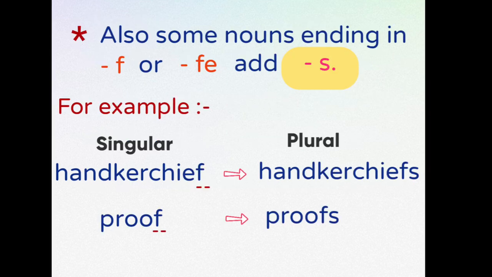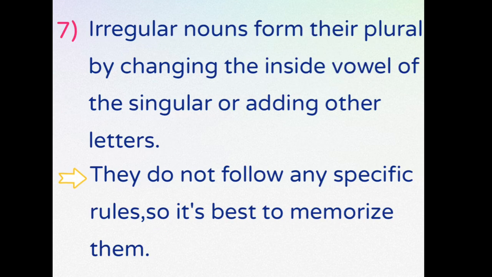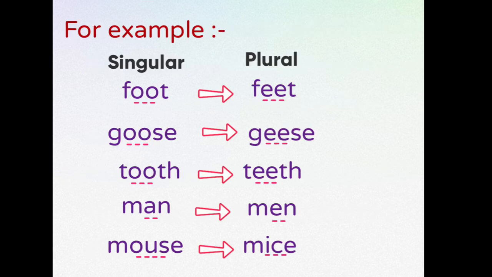Also, some nouns ending in f or fe add s. For example, handkerchief. It is ending in f, but s is added to form its plural. Handkerchief, handkerchiefs. Proof, proofs. Now the next rule: irregular nouns form the plural by changing the inside vowel of the singular or adding other letters. They do not follow any specific rules, so it's best to memorize them. Let's have a look at some examples.